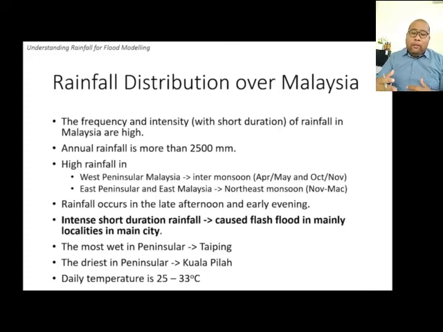So the annual rainfall in Malaysia is around 2,500 mm. Okay, it's quite high. High rainfall is occur during the inter-monsoon. But for the East Peninsula and East Malaysia, okay, normally the heavy rainfall occur during the northeast monsoon during November and March. So normally the rainfall occurs in the late afternoon and also in the early evening.